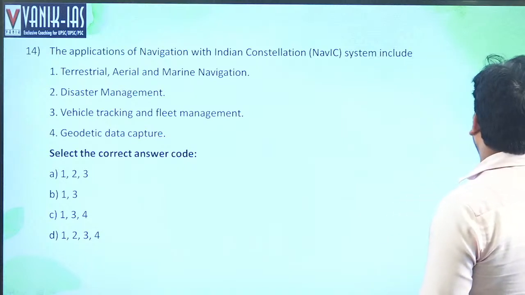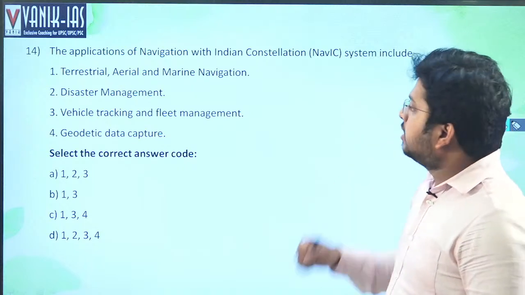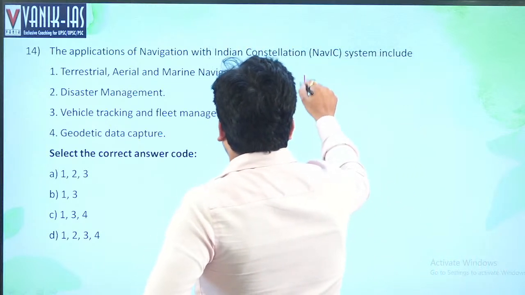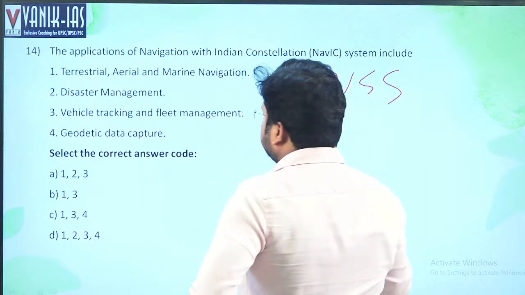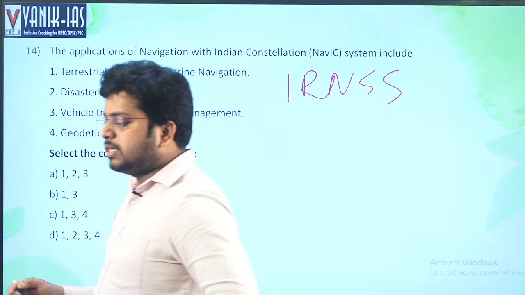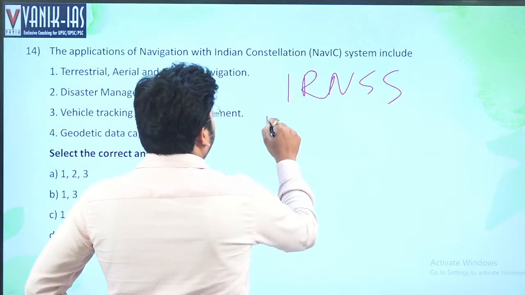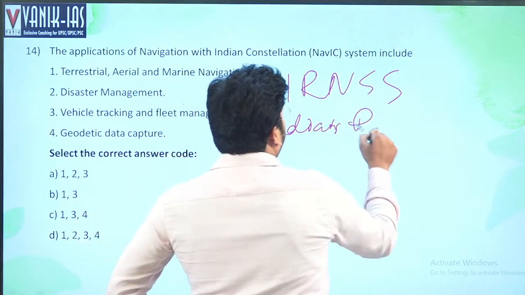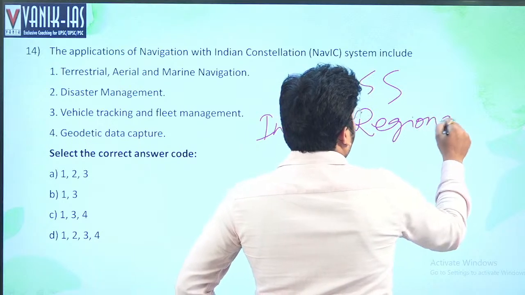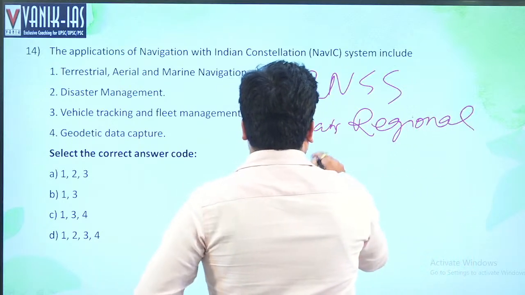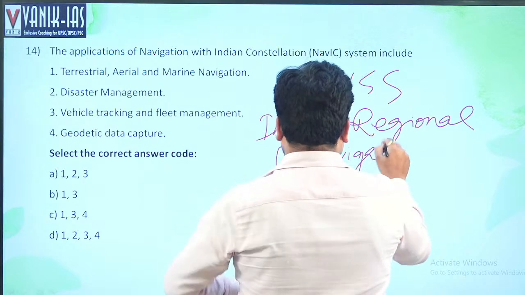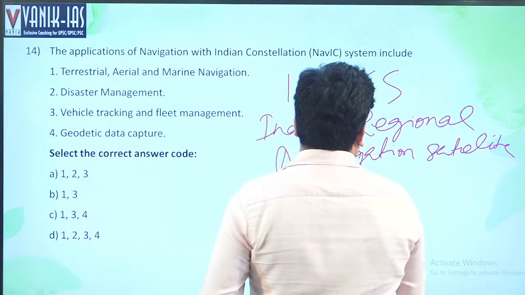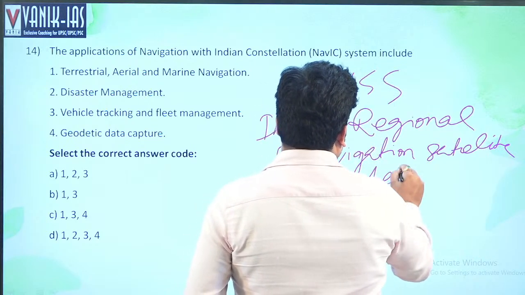The application of NAVIC. What is this? That is navigation with Indian constellation, which is also called IRNSS. IRNSS means India's Regional Navigation Satellite System, which is called NAVIC.